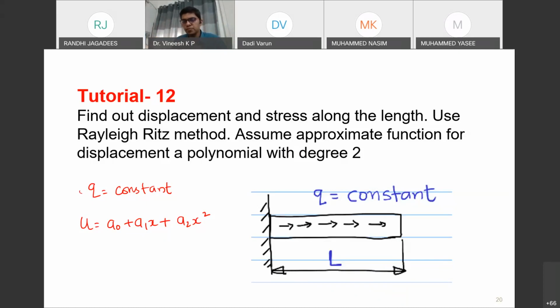Just solve the problem. Take the direct expression of what we have derived in the last class and today, and just solve it. The problem is the same, the only thing is Q is equal to constant. That is the only difference. So do not derive the equation, just take the direct equation from what we have discussed, then solve it.